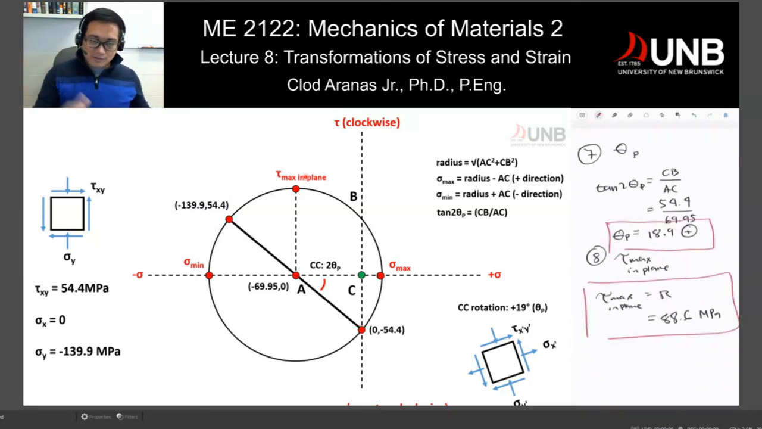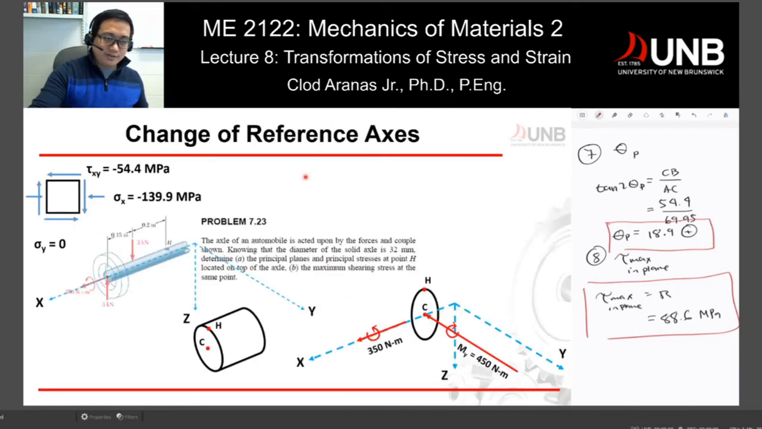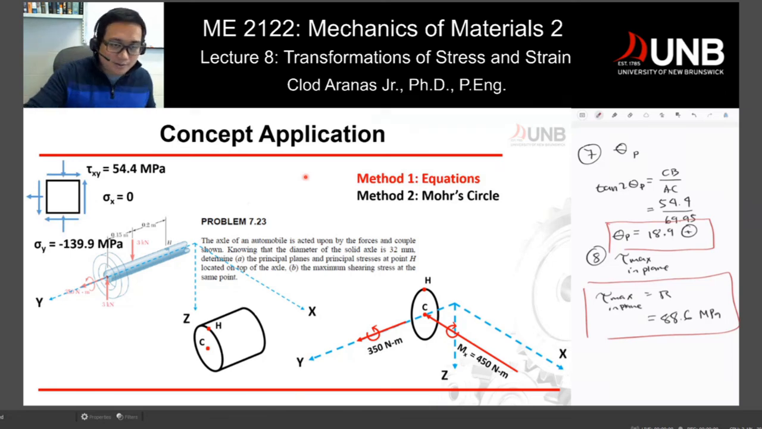Now that we answered this problem using equations and using the Mohr circle, I'm going to go back to the slide because the next slide is somewhat important. So we solved it with method 1, equations, and method 2, Mohr circle. Now I'm putting this axis right here. Even in your exam, maybe not in your book, or maybe not at all, the axis is not shown. It's assumed that this is your convention.